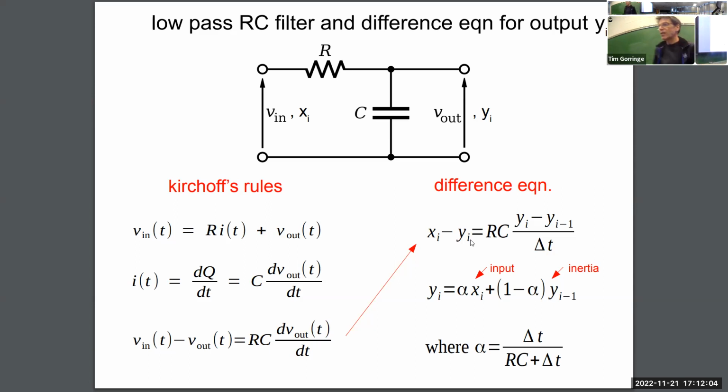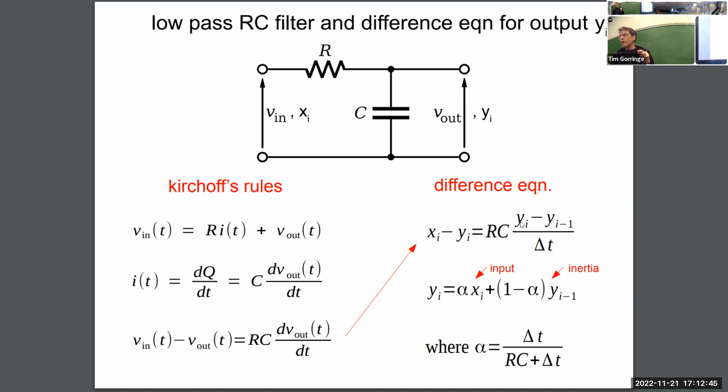And if I rearrange that equation in the digital domain, I rearranged it here, it tells me how to calculate the output at time I from the input at time I and the output at the previous time, so time I minus 1. So if you look at this equation, it's got the output at sample I, the output at sample I minus 1, the prior output sample, and the input at time I.